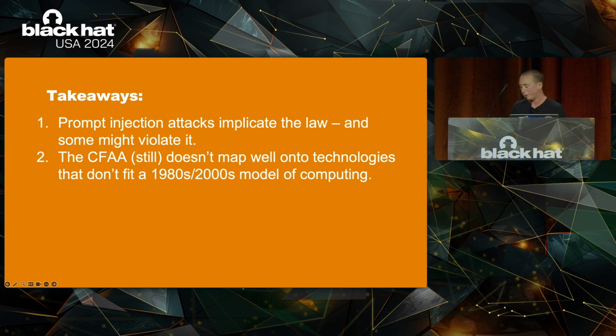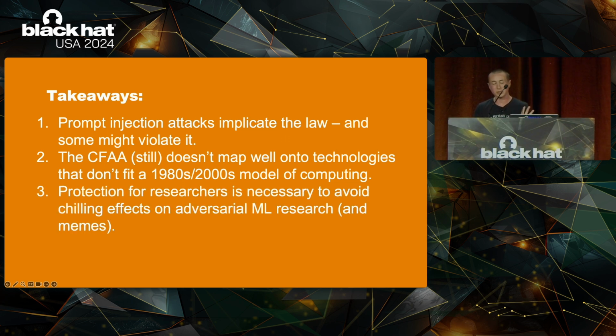All right, my third takeaway. The fact that there's so much uncertainty here is a real problem. Protections for researchers are necessary to avoid chilling effects on adversarial machine learning research, as well as on memes. The memes I'm less worried about because people are probably not watching Black Hat talks. That is to say that the fact that we don't know the answer to a lot of these questions means that folks may not feel comfortable showing certain kinds of attacks against organizations that are maybe not as receptive to the kinds of vulnerability disclosure that we hope many of the major vendors are.